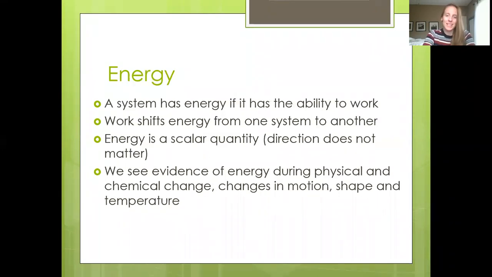So when a system has energy, that just means that it has the ability to do work. If you remember in, I think, the last lesson, we talked about how work is just energy being transferred to an object. So energy is a scalar quantity, so it has a magnitude or an amount of energy, but not a direction.